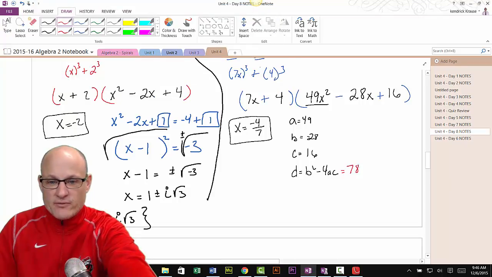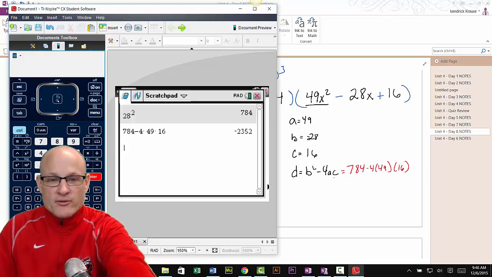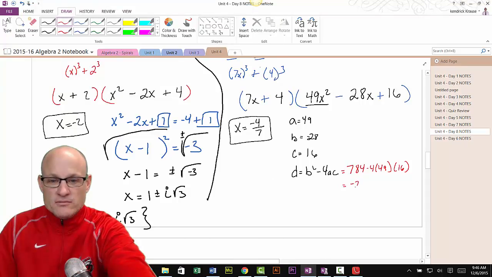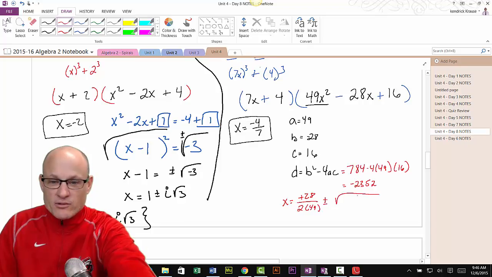So, 784 minus 4 times 49 times 16. I bet this is negative. Negative 2352. So x equals negative b, which is positive 28, over 2 times 49 plus or minus the square root of negative 2352 over 2 times 49.